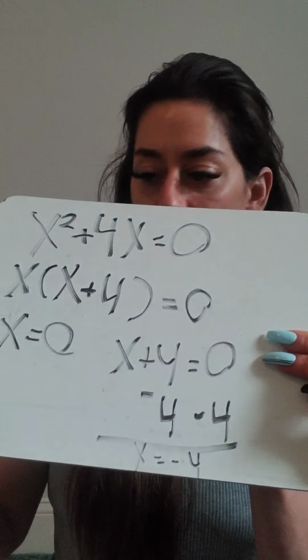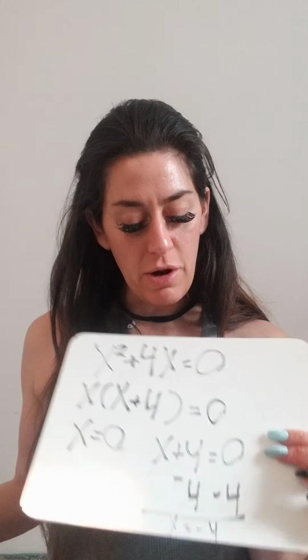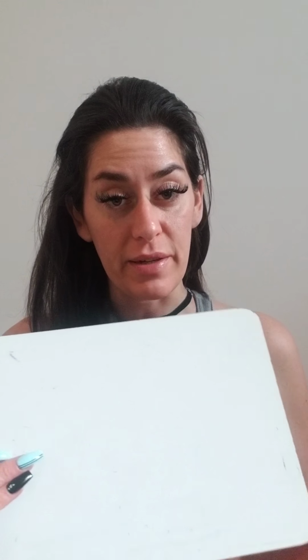Running out of space. Now, if I were to graph that, 0 and negative 4, I still know that it's opening up. I know that we have a y-intercept at 0 based on my standard form. And I'm just going to do a little sketch here. Nails. Okay.